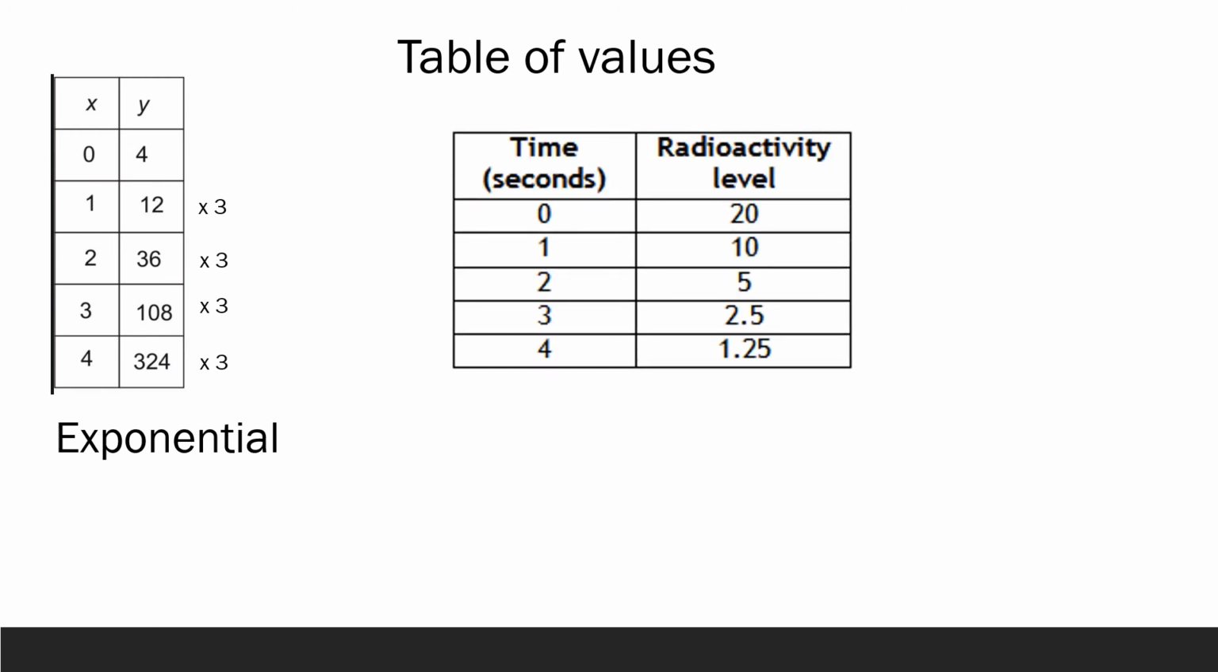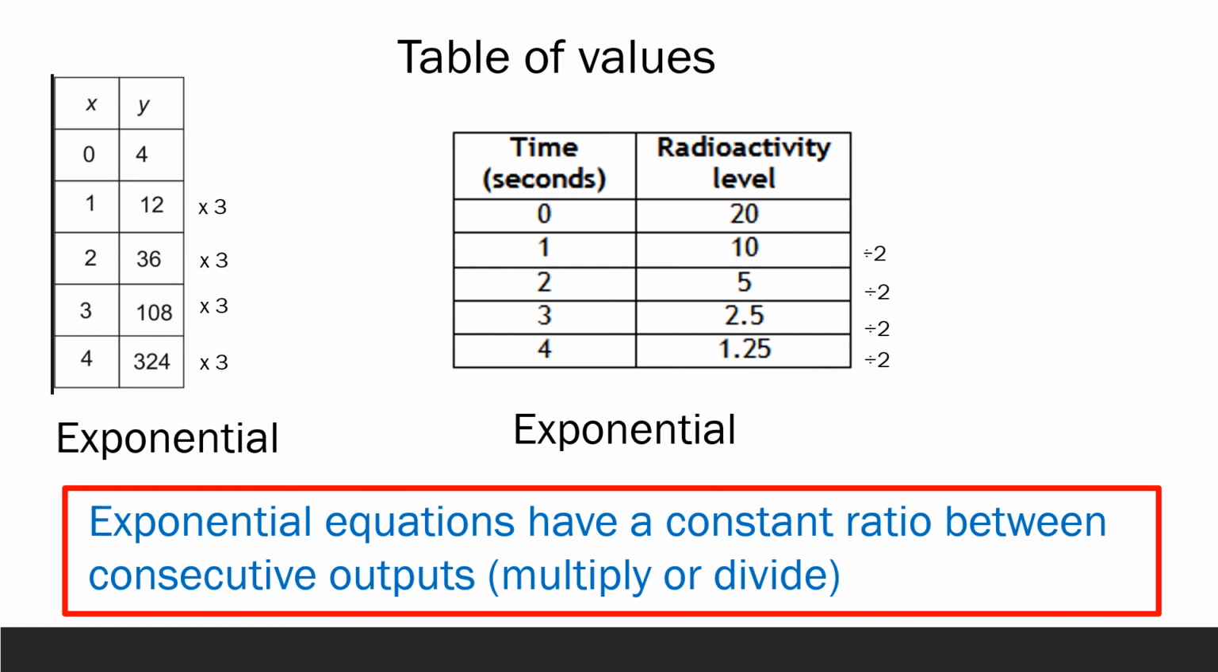Let's take a look at this table. Well, 20 to 10, I could subtract 10, but then 10 to 5, I'm not going to subtract 10 again, so it's not linear. But 20 to 10, I could divide by 2, and then 10 to 5, I'd divide by 2. 5 to 2.5, I'm dividing by 2, and so forth. So this one here would be exponential because I am dividing by a constant amount. So if it's an exponential equation, you will have what's called a constant ratio between consecutive outputs, which means you have to multiply or divide.